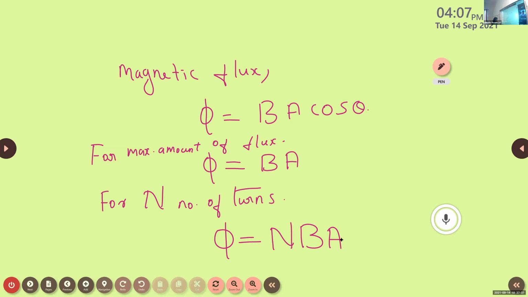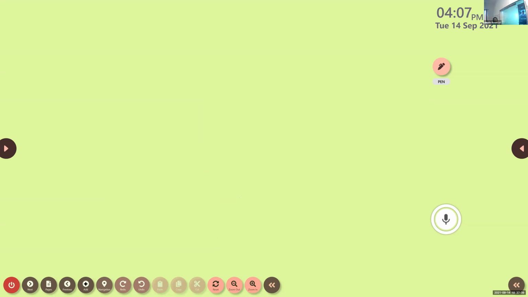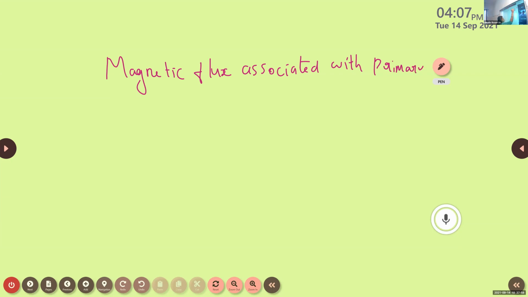Okay. Then the magnetic flux associated with the primary coil is given by... The general expression is phi is equal to NBA. This is the general expression for magnetic flux. Phi is equal to NBA.